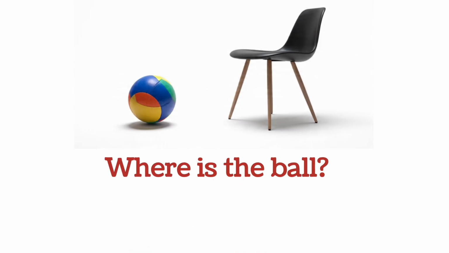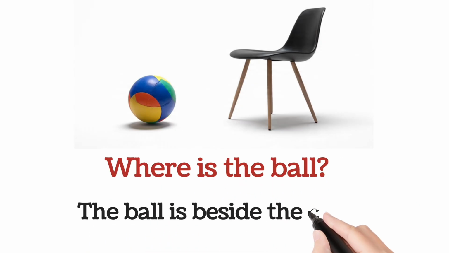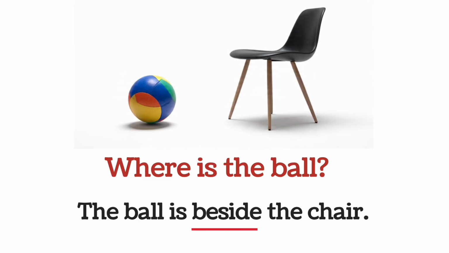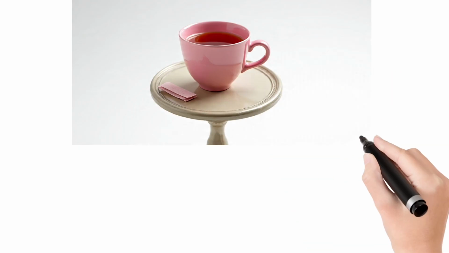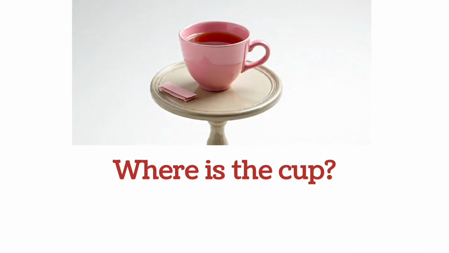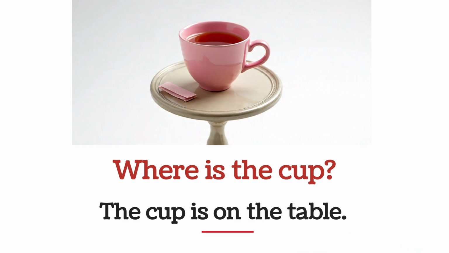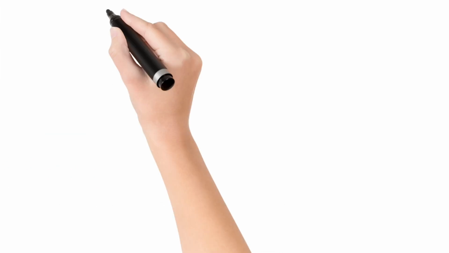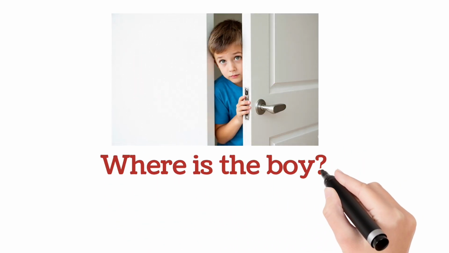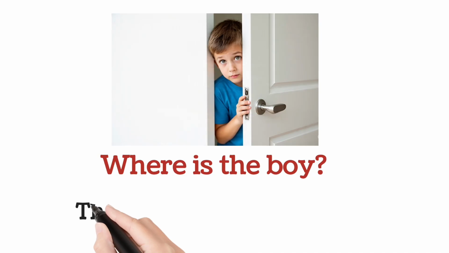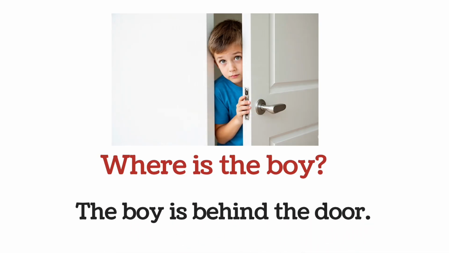Where is the ball? The ball is beside the chair. Where is the cup? The cup is on the table. Where is the boy? The boy is behind the door.